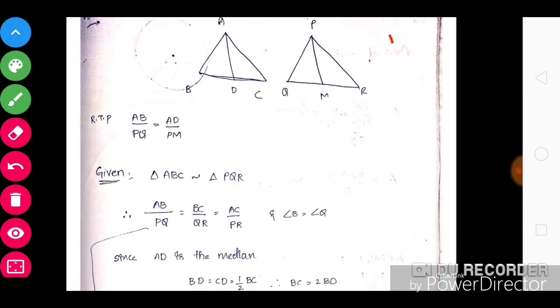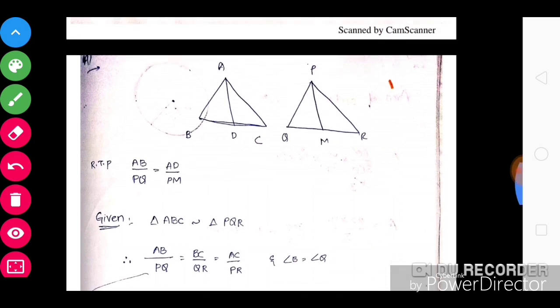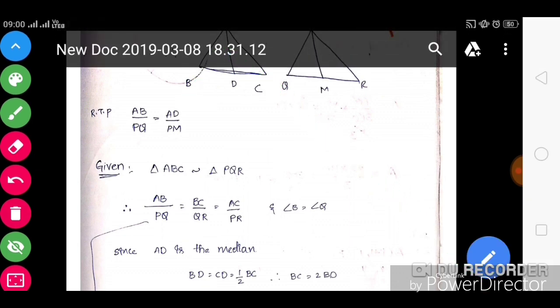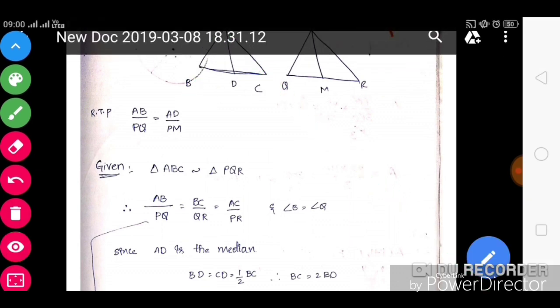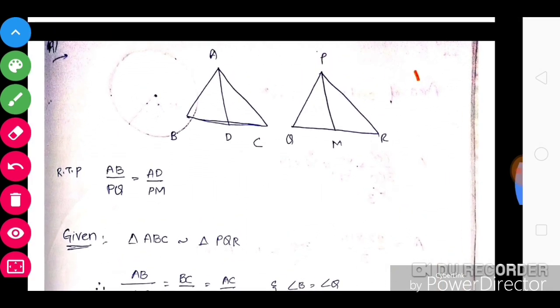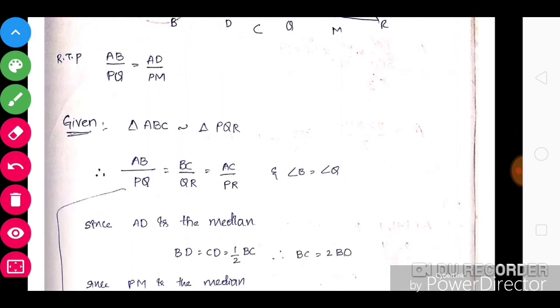This question is pretty straightforward. We are already given that triangle ABC and triangle PQR are similar. So if they are similar, we can directly use the similarity criteria: AB by PQ is equal to BC by QR is equal to AC by PR. And if they are similar, we can also use the angle criteria.